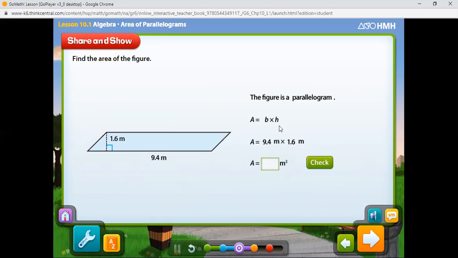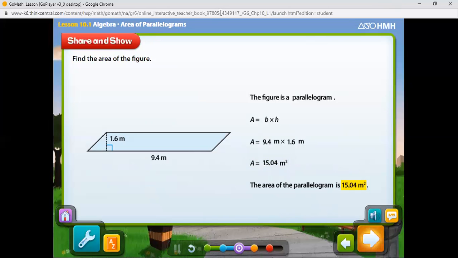Okay, now this is where multiplication of decimals comes into work. If you multiply 9.4 by 1.6, you girls know how to do it, and then you count how many decimal places there are in total. If you do that, you will get the answer 15.04. You're right. The product is 15.04 meters squared. The area of the parallelogram is 15.04 square meters.